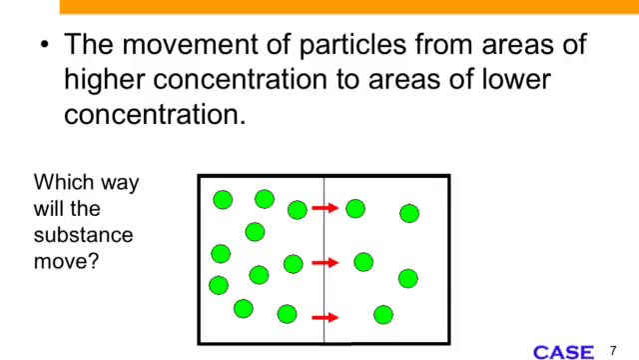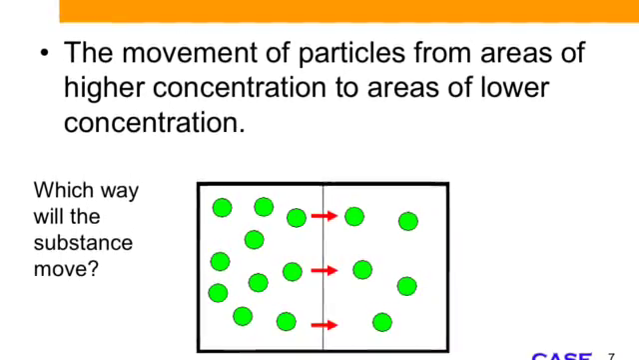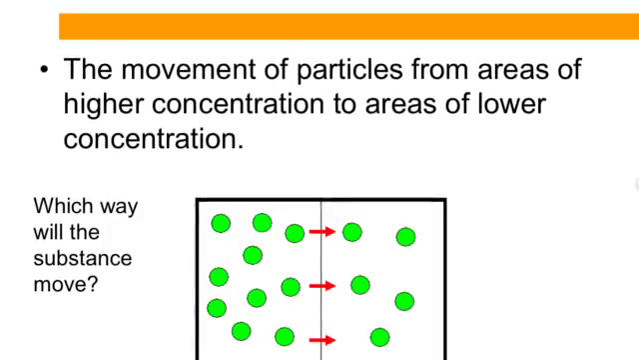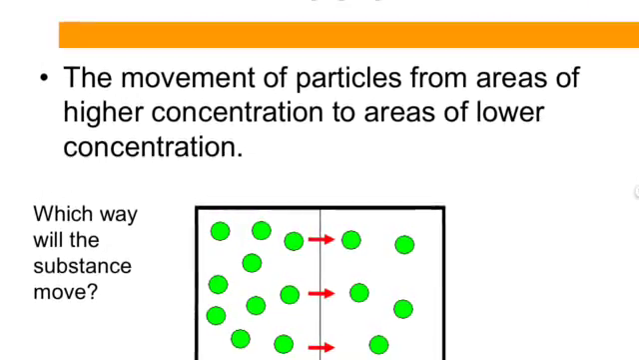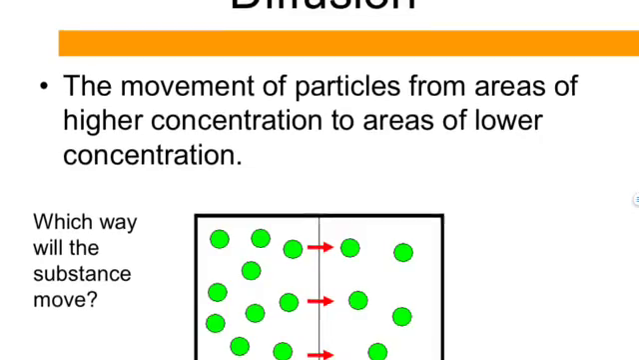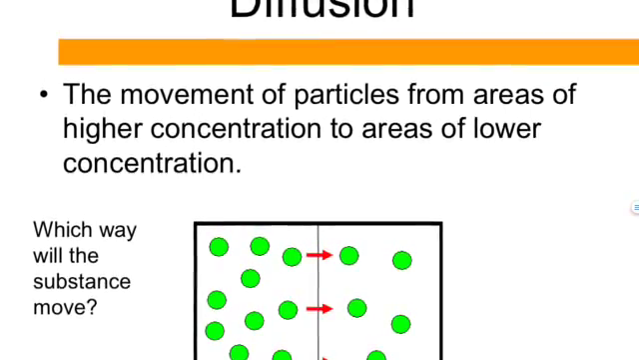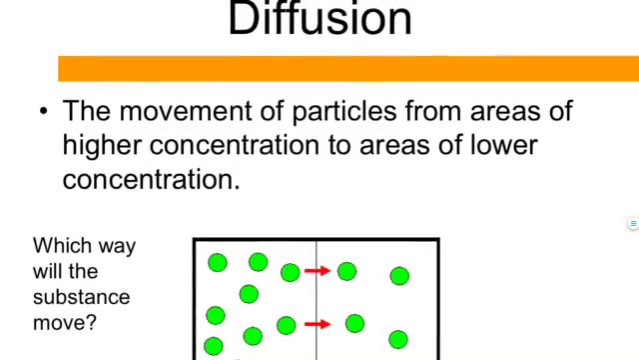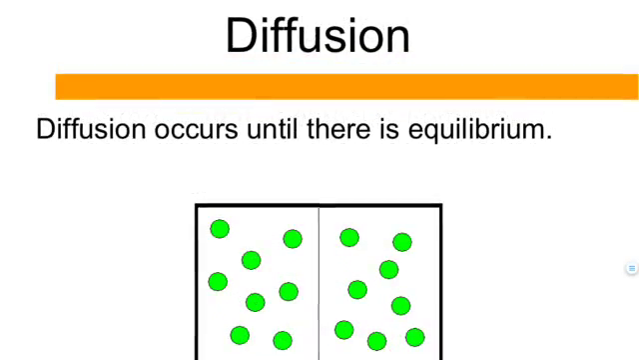Diffusion is the movement of particles from areas of high concentration to areas of low concentration. So as we look at this, the cells on the left are going to move to the right. Diffusion will happen until there's an equilibrium, which means that the numbers of molecules are the same both inside and outside the cell.